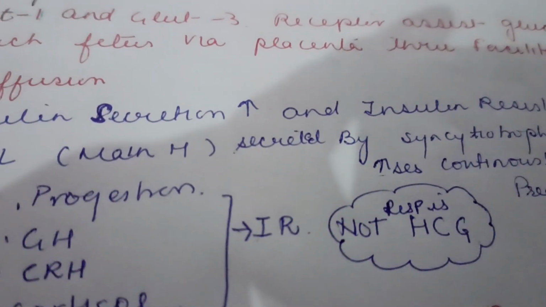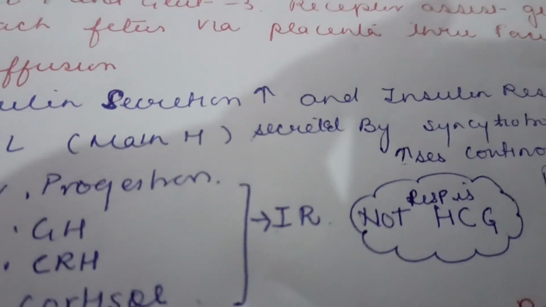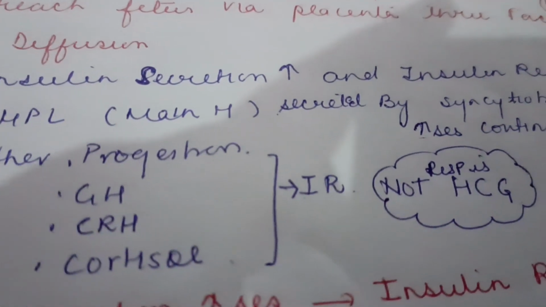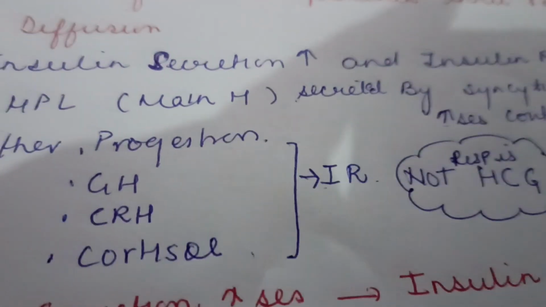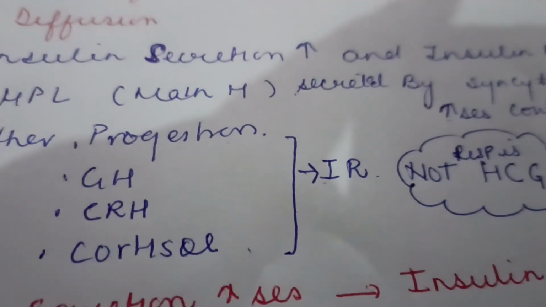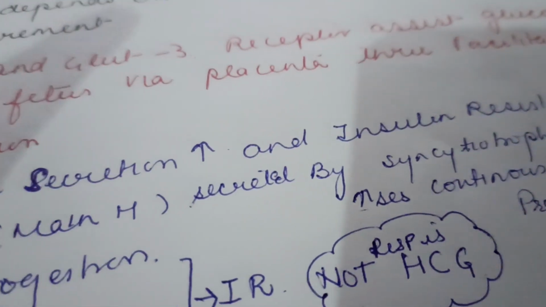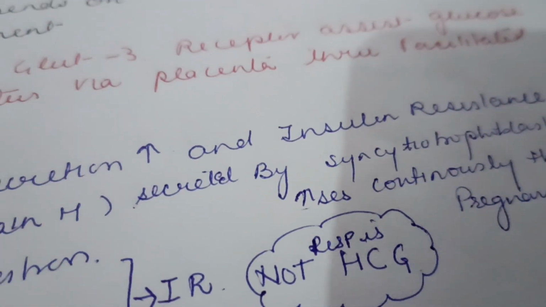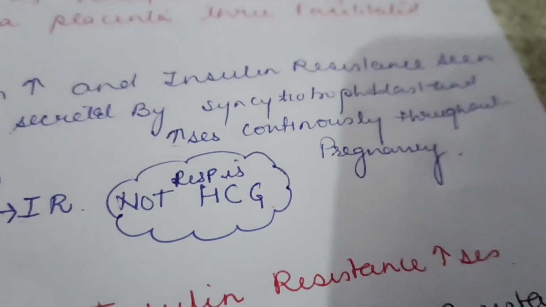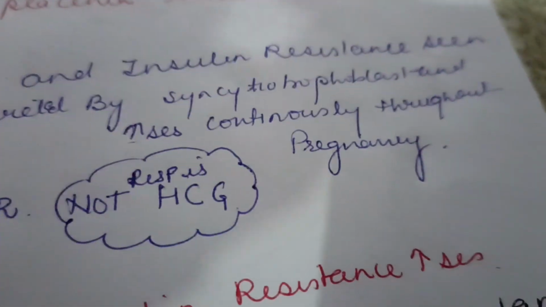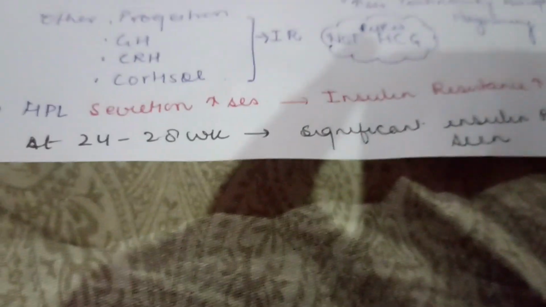The main hormone responsible for insulin resistance is human placental lactogen, and the other hormones also responsible for insulin resistance are progesterone, GH, CRH, and cortisol. But the hormone not responsible for insulin resistance is hCG. This human placental lactogen is secreted by the syncytiotrophoblast of the placenta, and it increases continuously throughout the pregnancy.